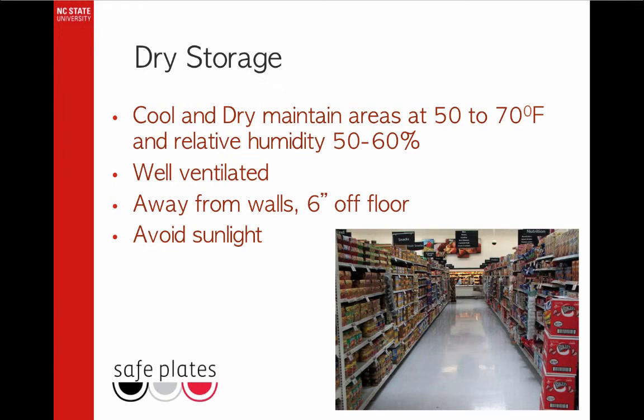Keep food away from walls as much as possible, especially in dry storage areas. When food is kept away from walls, we are better able to look around foods and shelves to see if there are any signs of pests. Also, keep food at least 6 inches off the ground and avoid sunlight as much as possible, because it will increase the likelihood of quality issues.